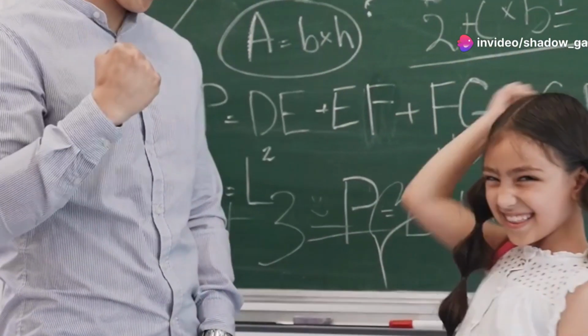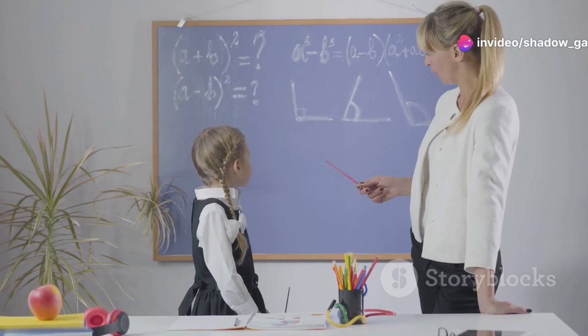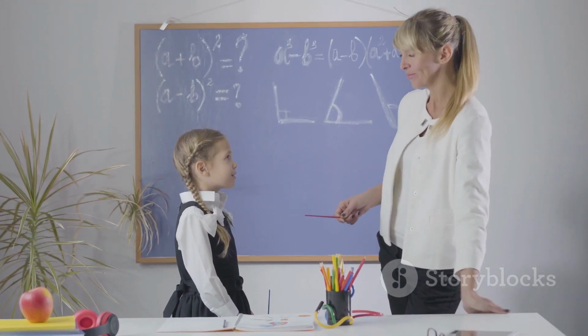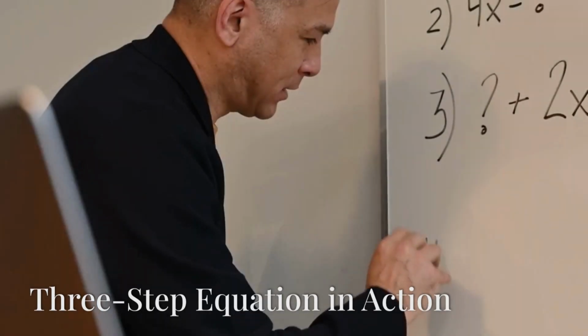By following these 3 steps, combining like terms, isolating the variable term, and solving for the variable, we can solve any 3-step equation with confidence.